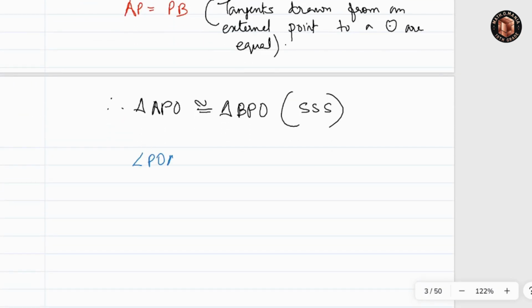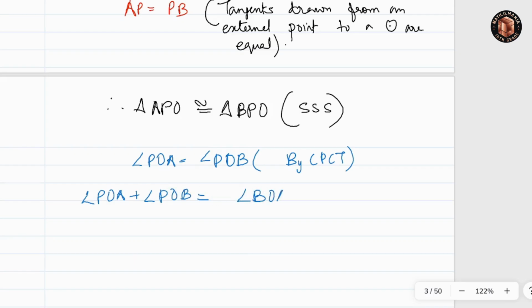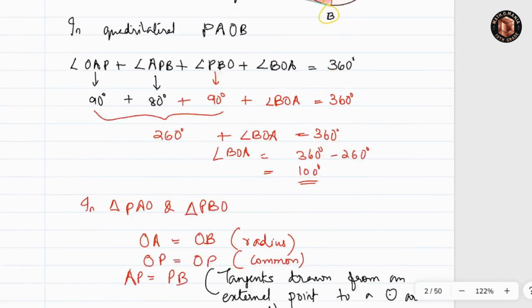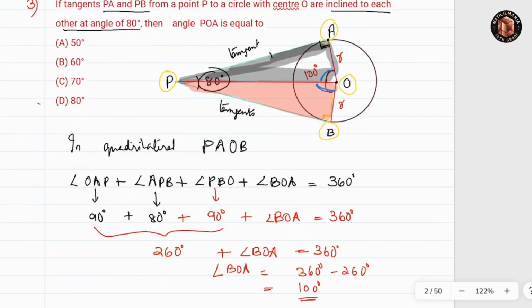Angle POA equal to angle POB by CPCT, right? Then what we will do? Then angle POA plus angle POB equal to how much? Angle BOA, right? This total angle 100, this is our total angle, right? Angle BOA, which is equal to 100 degree. That is a combination of this angle plus this angle, right? Angle POB plus angle POA.